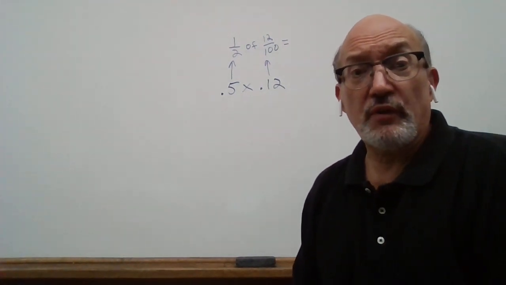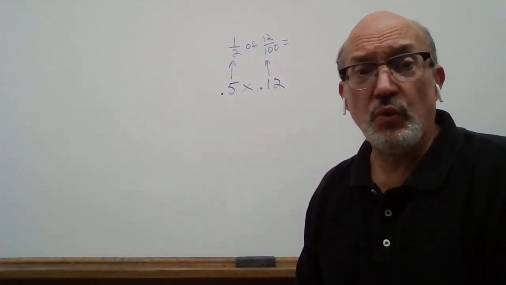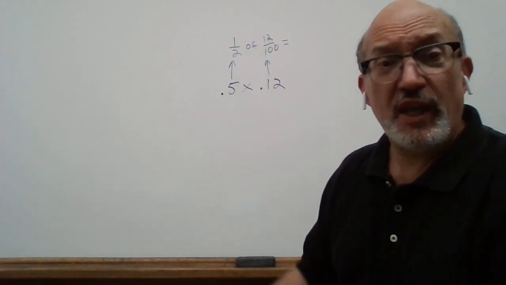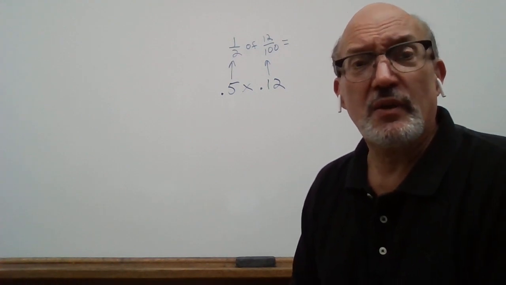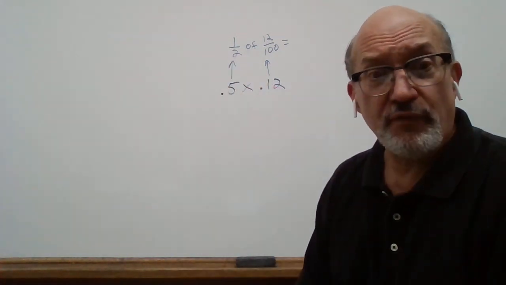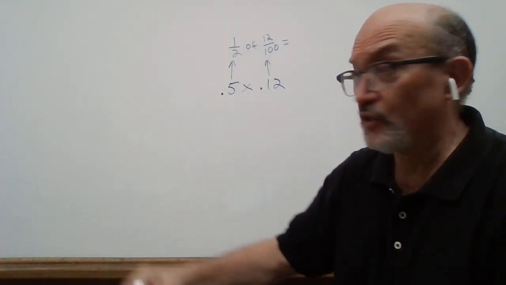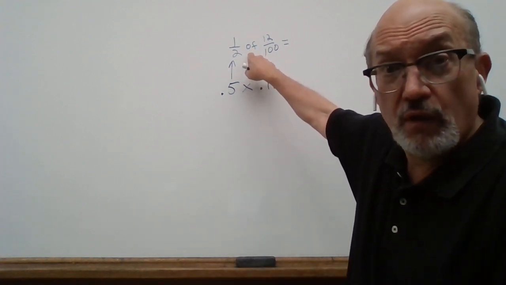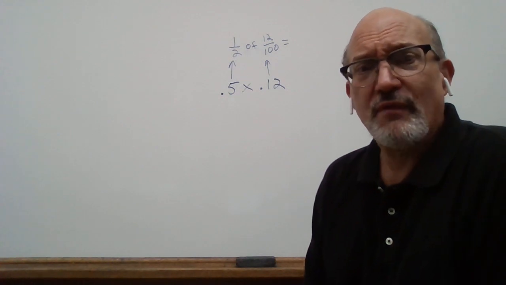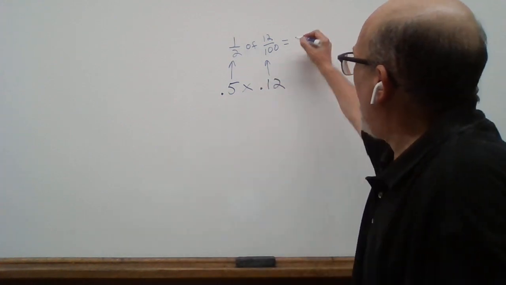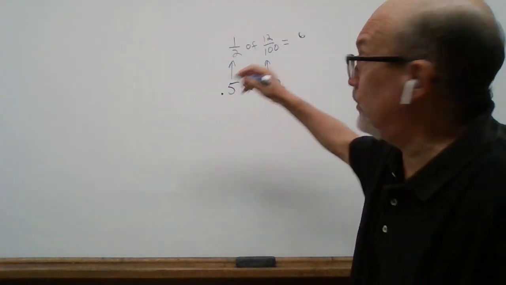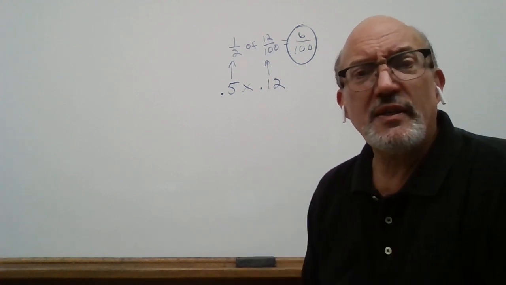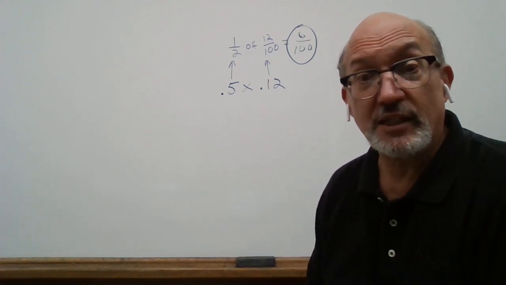I think a nice progression from the first problem, 5 times 0.12, is 0.5 times 0.12. Well, let's just get a really good sense of what the answer is by realizing that 0.5 is a half. 0.5 is 5/10, which simplifies to 1/2. 0.12 is 1200ths. Multiplication, the word of is associated with multiplication. So what's half of 1200ths? That's easy. Half of 1200ths is, of course, 600ths. And that's our answer.